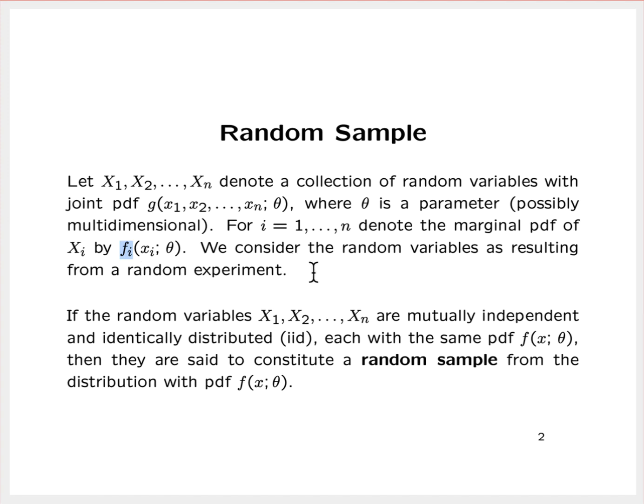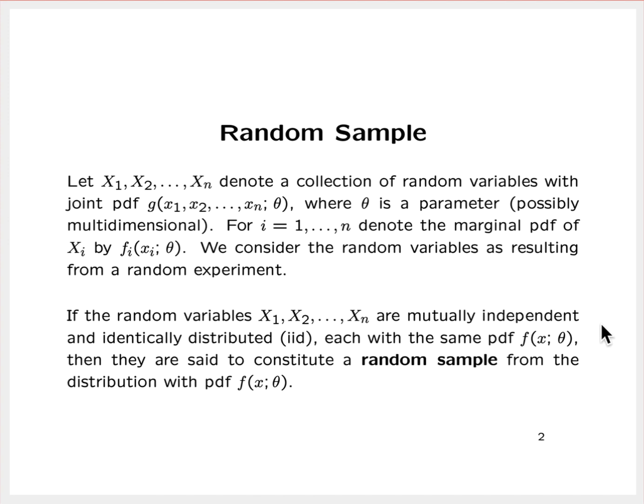So we consider the random variables as resulting from some random experiment. So we have the marginal PDFs denoted by f sub i going from 1 to n. We have the joint PDF denoted by lowercase g. And for each of the marginal PDFs and also for the joint PDF, there is associated with those distributions a parameter, which again is possibly multidimensional.